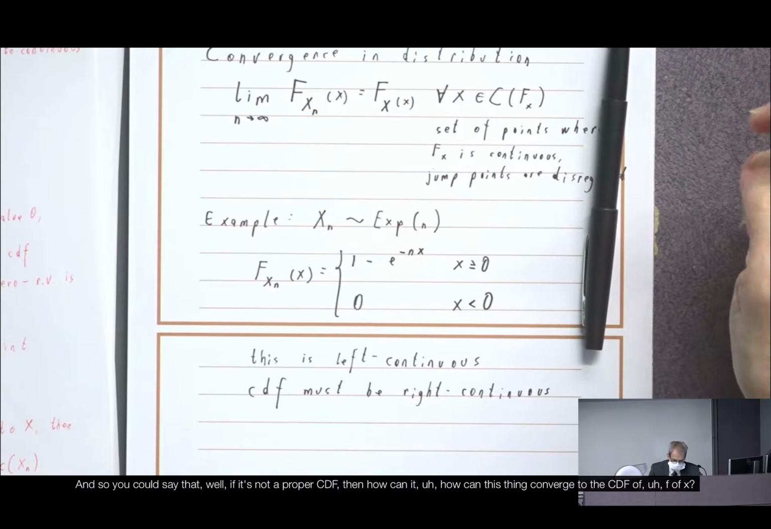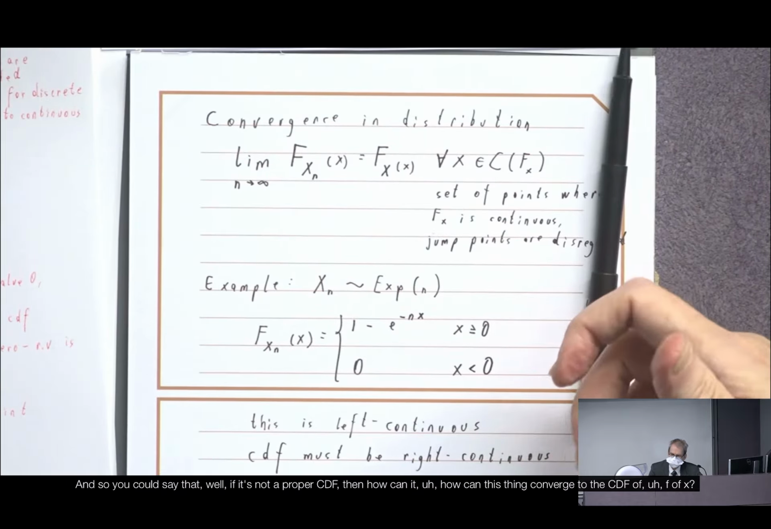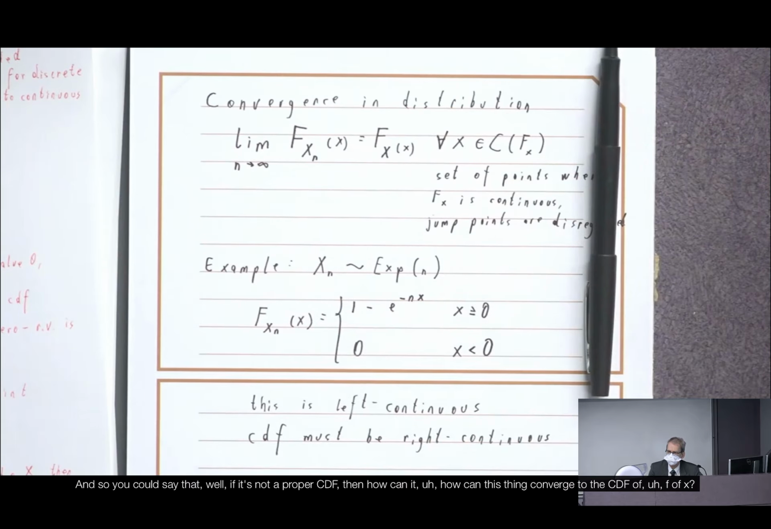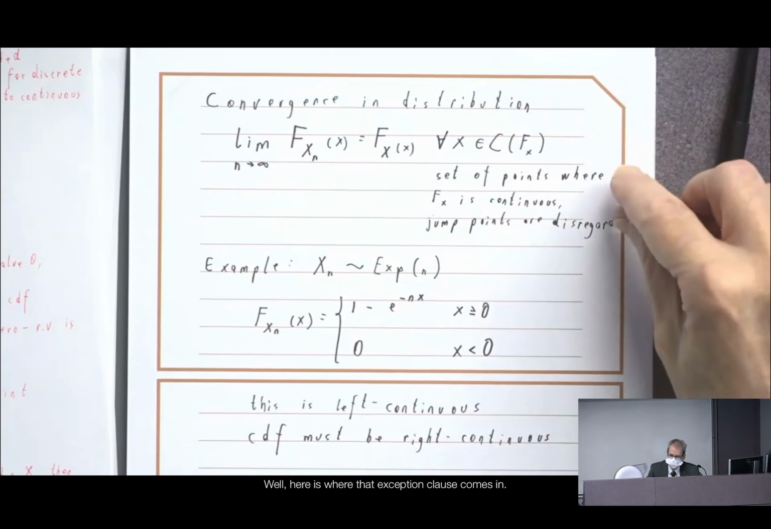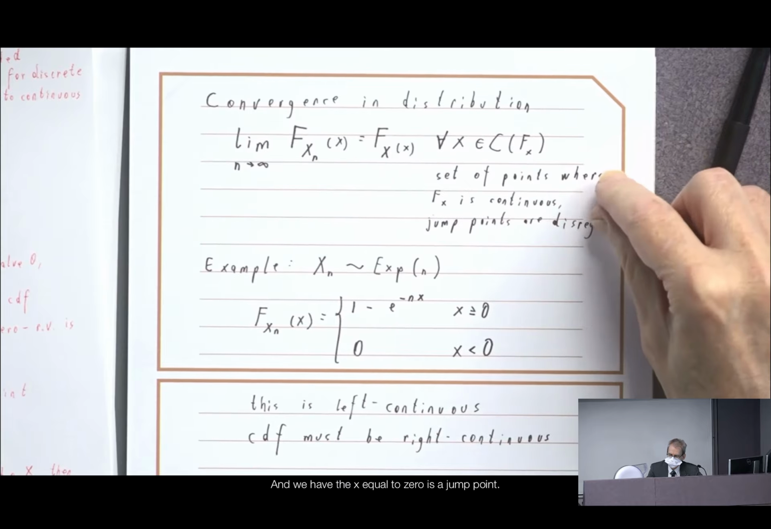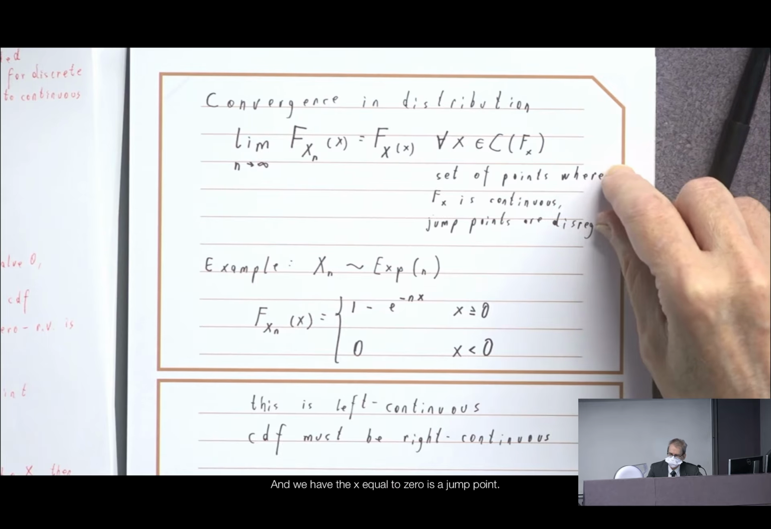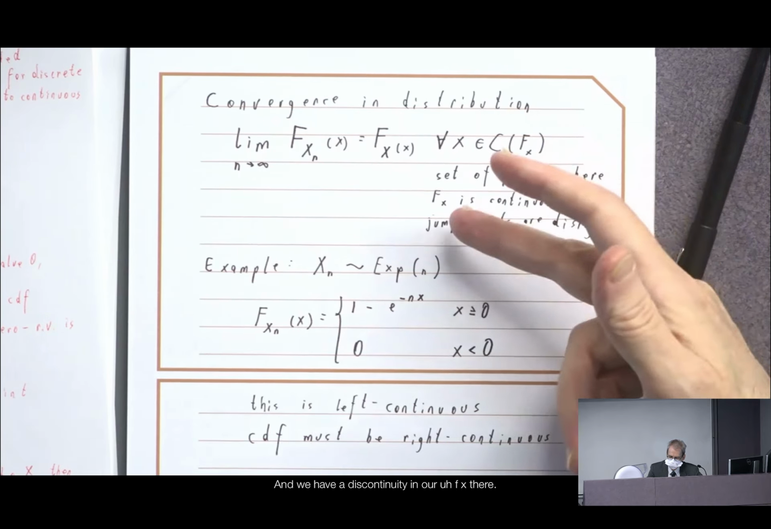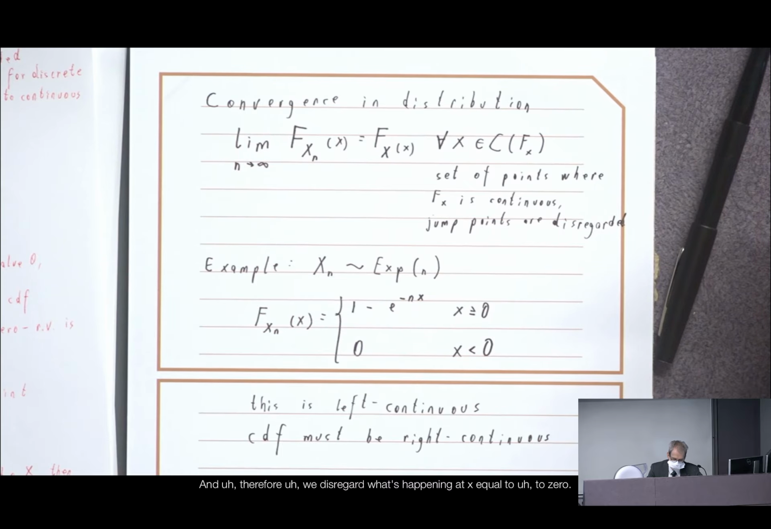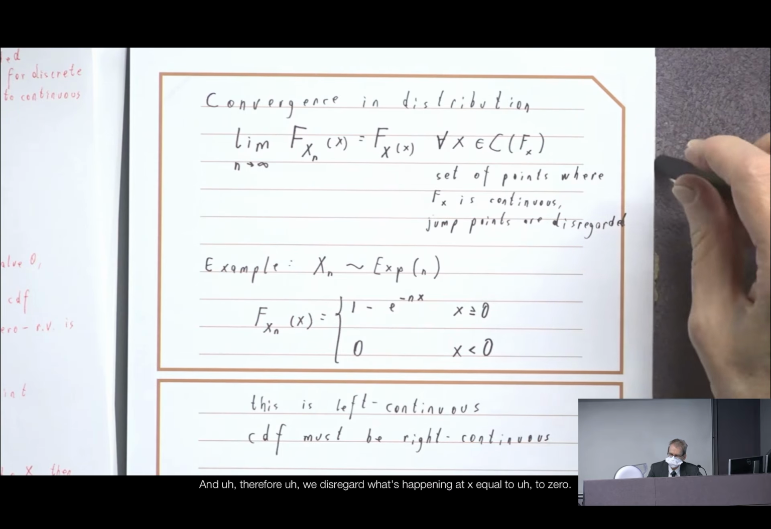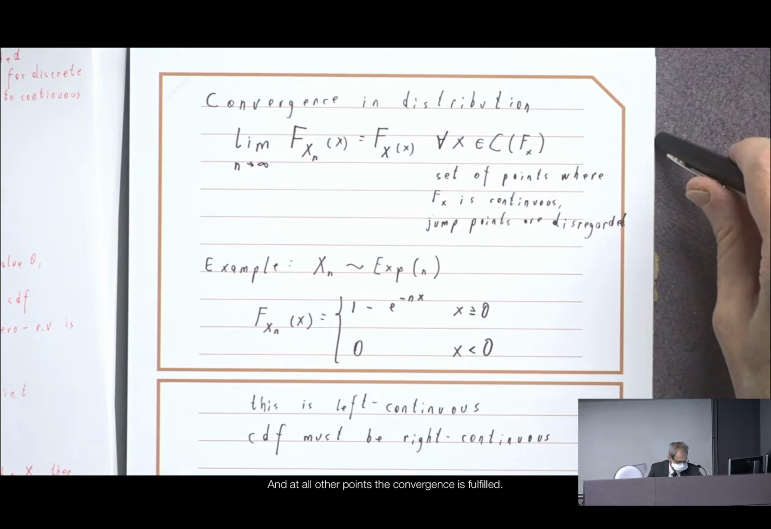And so you could say that, well, if it's not a proper CDF, then how can this thing converge to the CDF of F_X of x? Well, here is where that exception clause comes in, and we have the x equal to 0 is a jump point, and we have a discontinuity in our F_X there, and therefore we disregard what's happening at x equal to 0, and at all other points the convergence is fulfilled.